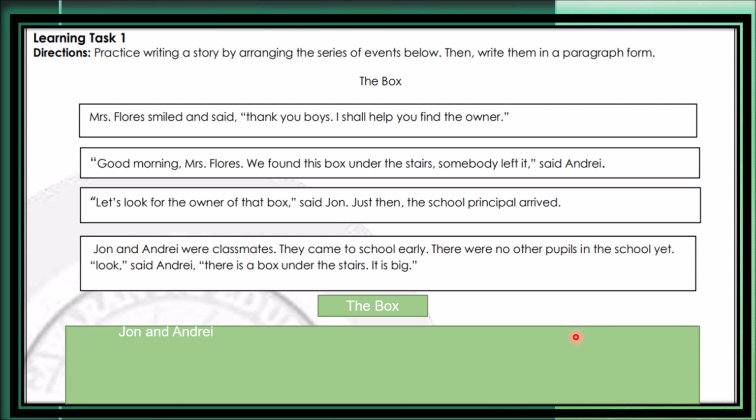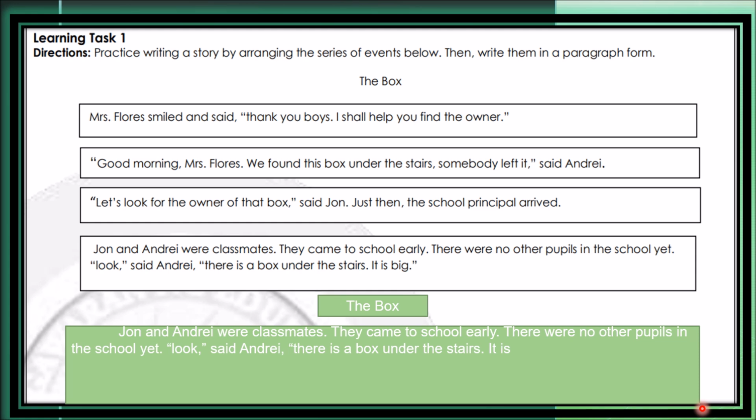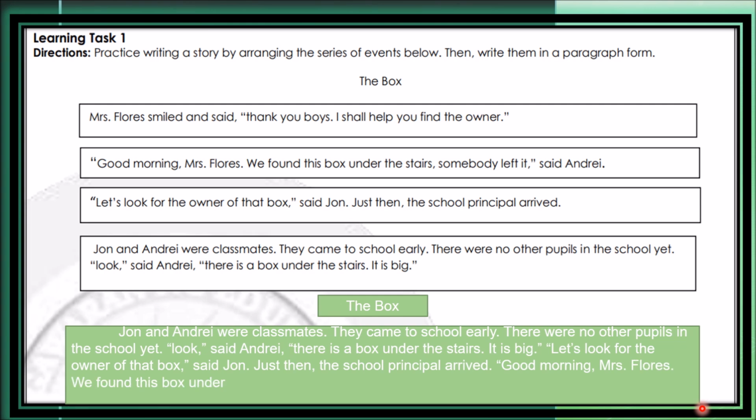This is the answer, okay? The first plot: John and Andre were classmates. They came to school early. There were no other pupils in the school yet. "Look," said Andre. "There is a box under the stairs. It is big. Let's look for the owner of that box," said John. Just then, the school principal arrived. "Good morning, Mrs. Flores. We found this box under the stairs. Somebody left it," said Andre. Mrs. Flores smiled and said, "Thank you, boys. I shall help you find the owner."